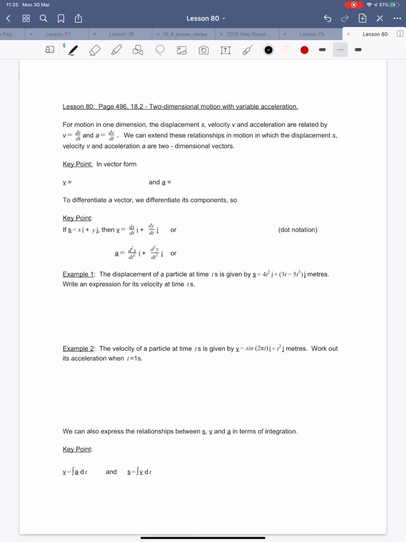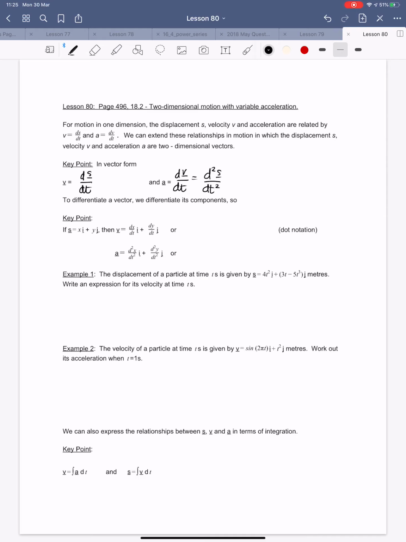Okay, lesson 80, 18.2, 2D motion with variable acceleration. We did this with 1D motion in the AS recently. So what we had recently in vector form, velocity is the rate of change of displacement with time, and acceleration is the rate of change of velocity with time, which is the second derivative of displacement with time. Okay, and that's what we had before.